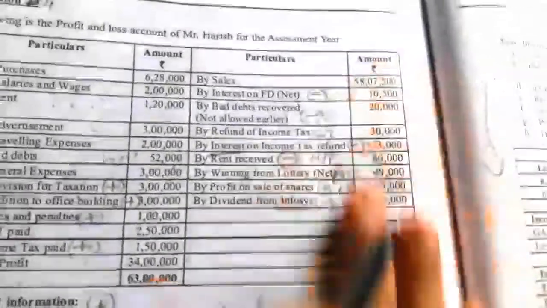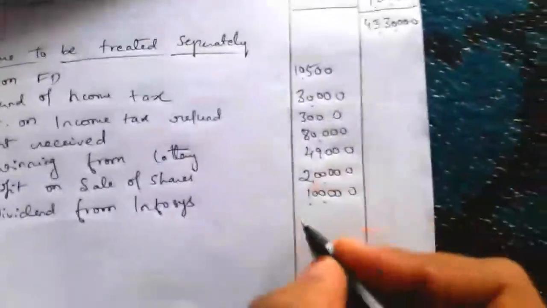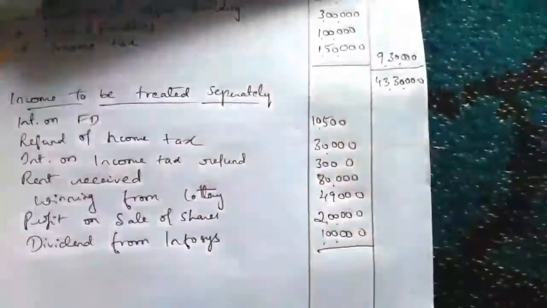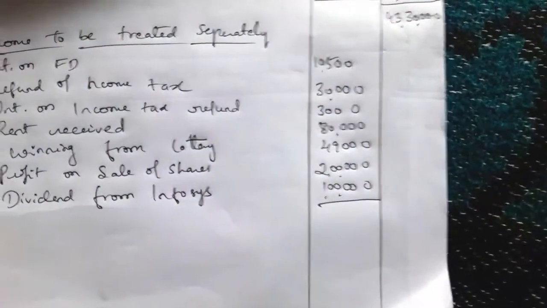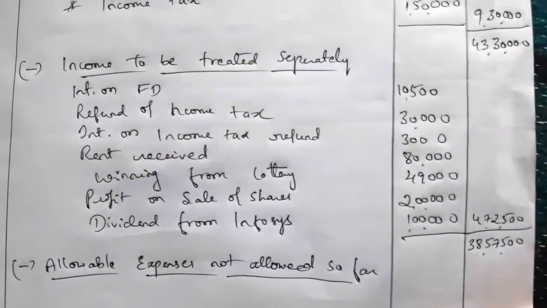So only that much is the credit side info. There is no other disallowed income. Now total it. It is equal to 4,72,500. If you deduct the income to be treated separately, the answer will be 38,57,500.